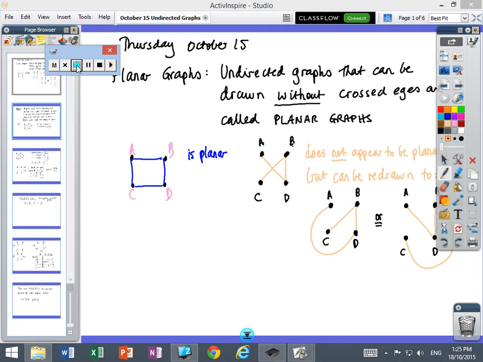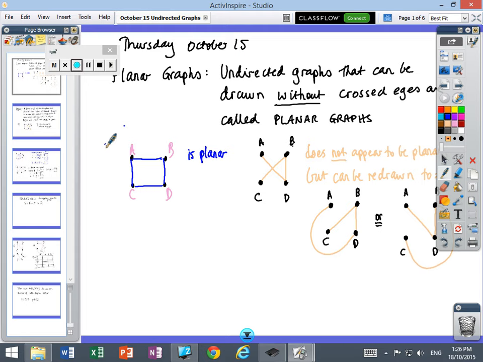So what we've got here is an undirected graph, so the order doesn't matter. If I'm looking at this area right now, we've got four vertices there, A, B, C, and D, and then they're connected by four edges. This particular one is what we're calling a planar graph. Now, it's a new term that I'm introducing. A planar graph is a graph that has no edges that are crossing over.